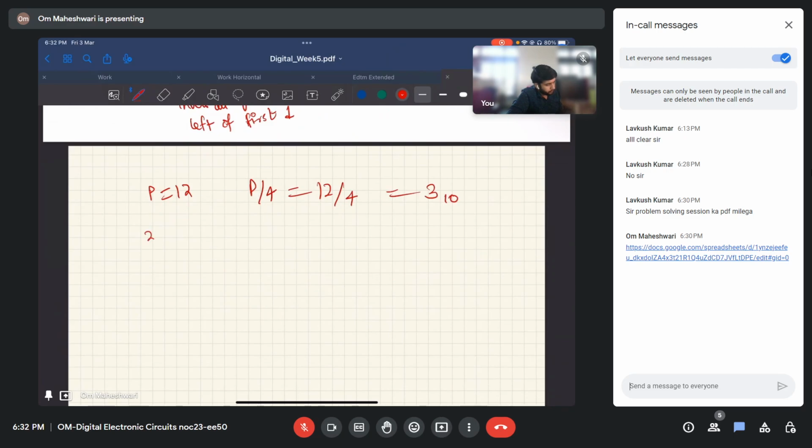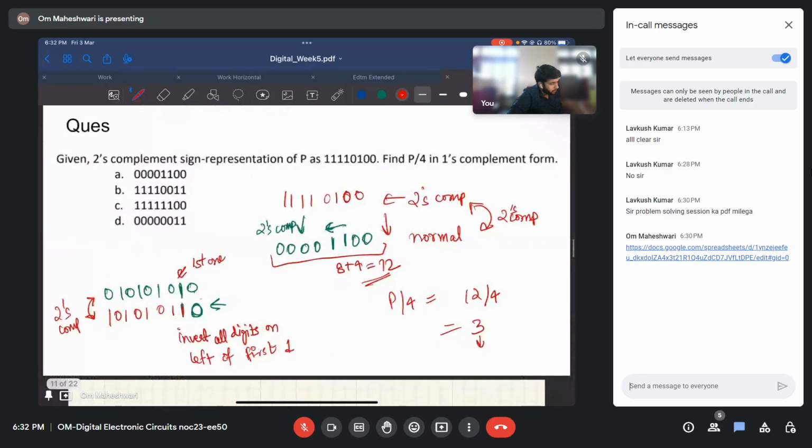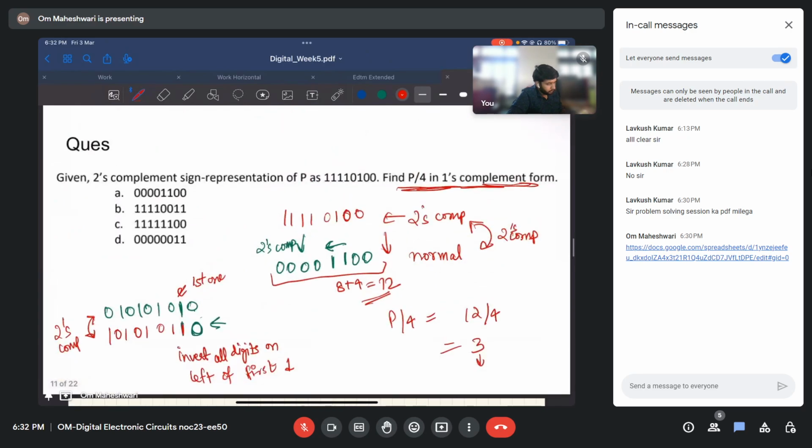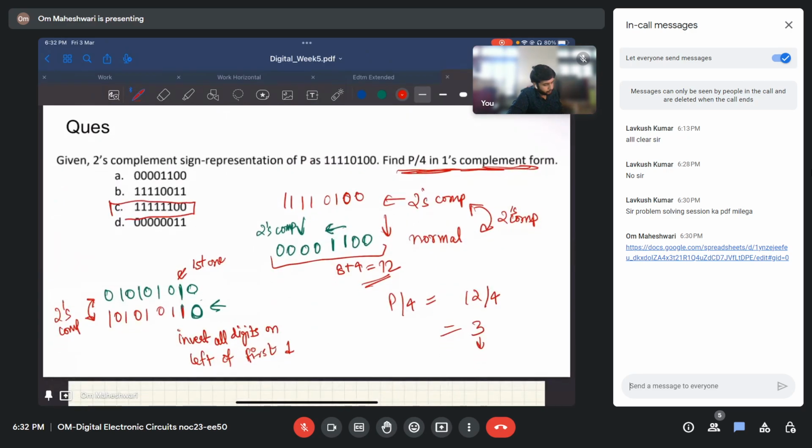Now 3 in base 10 equals to what in base 2? That is 0, 0, 0, 0, 0, 0, 1, 1, right? This is 3. Now we have to find its ones complement. Why do we find one complement? Because it is asking find P by 4 in ones complement form. That's why we are finding it. Ones complement is simply invert all the digits: 1, 1, 1, 1, 1, 1, 0, 0. This is the answer. So C is the answer.